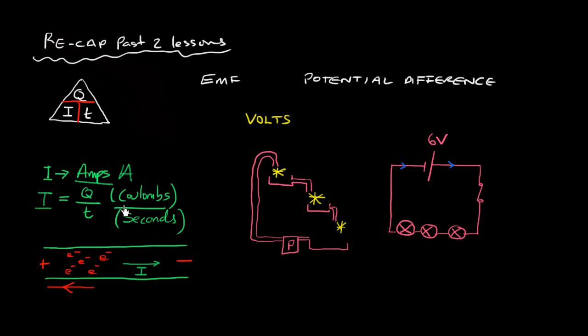The meaning of the current was how many coulombs per second, where coulomb was the unit of charge and seconds is obviously the unit of time. So however much charge flows through a circuit in every second, that's what we call the current.